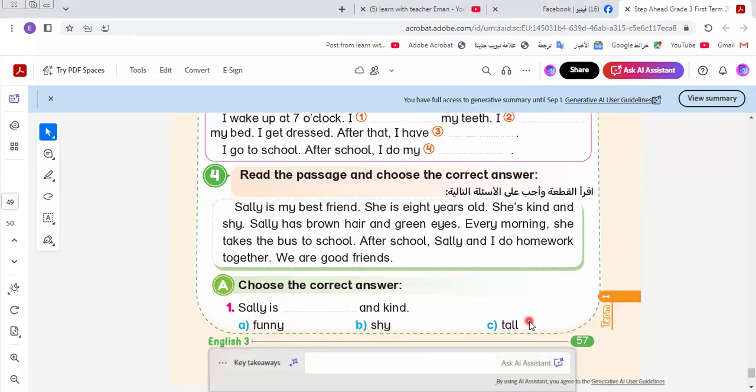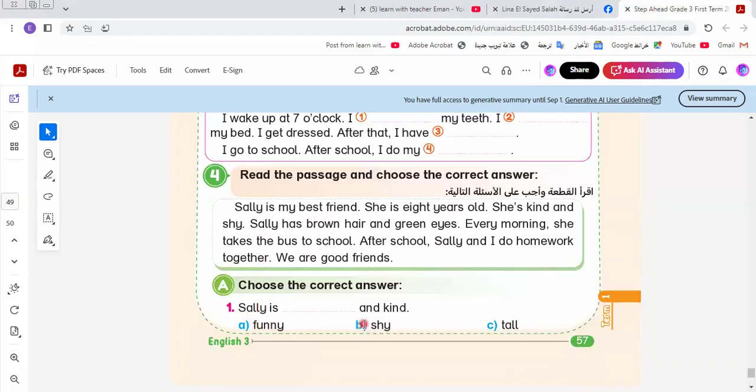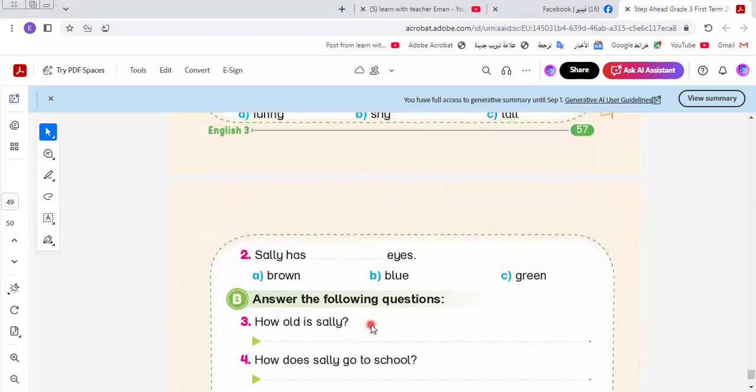funny, shy, or tall. As we know here during the text, to be here what? We know kind and what? And shy. So we select this one. Let's go to another one.